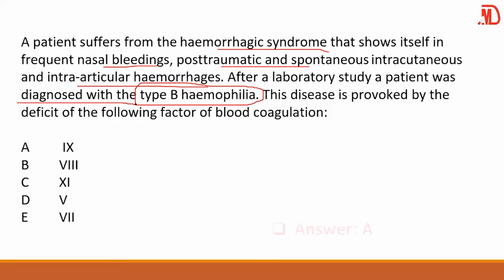So here we are thinking of factor 9. In hemophilia A, you could think of factor 8. So this is factor 9. How do I remember this? I know 8 comes before 9, so A, B. As simple as that. But you must know that we have 8 and 9. So 8 is A, 9 is B.